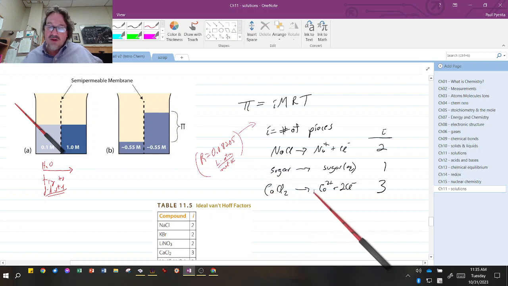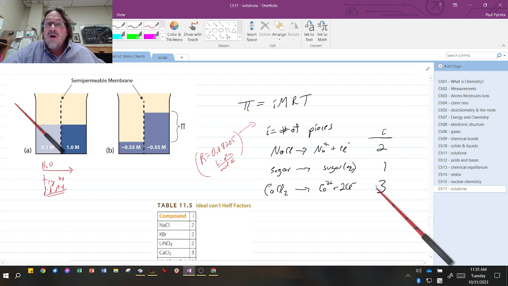Here's another, calcium chloride, an ionic compound. When it dissolves, you're going to get a Ca2+ and a couple of chlorides. That's a grand total of 3 pieces. So its van 't Hoff factor is 3. So it's how many pieces it breaks up into. Now, why is that important? Because osmosis is a colligative property. It doesn't care what the thing is, just how much is there.